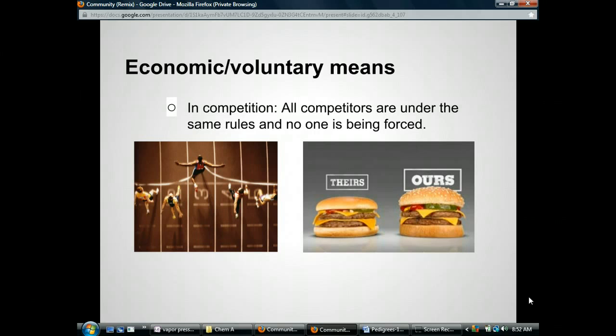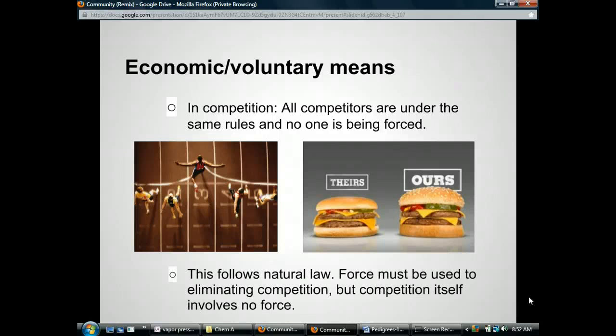This guy was the fastest. This burger was the best, right? I'm not going to say it's not fair for me to go to McDonald's instead of Burger King if I like McDonald's better. I just like it better. So this follows natural law. And interestingly enough, the force, if there's any force at all, that's what has to be used to eliminate the competition. The competition itself involves no force.